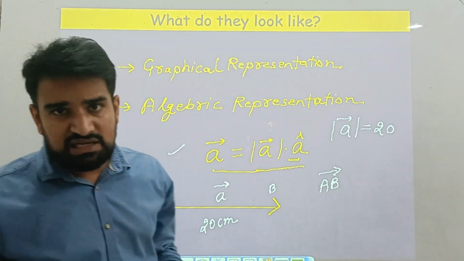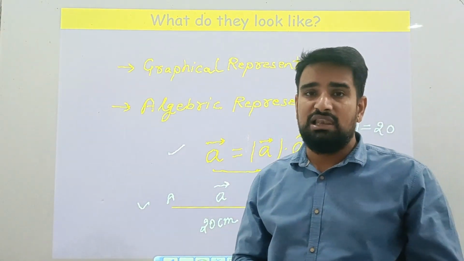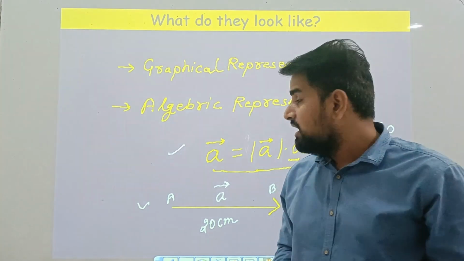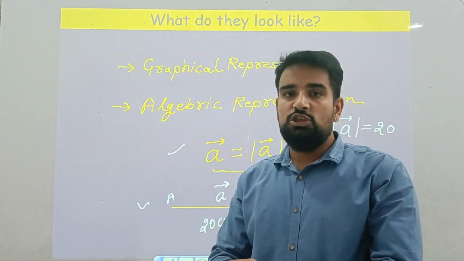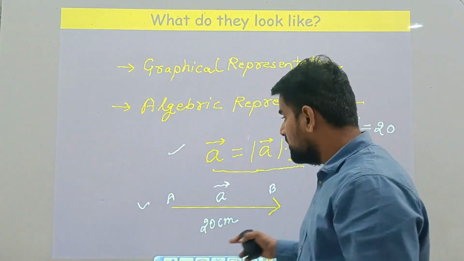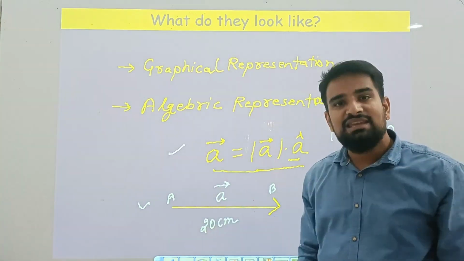In the graphical representation, you basically have an independence. You have some liberty. What's that liberty? You can move this vector from one place to another place very easily. You are not hindered by anything. You can move this AB vector from one place to another very easily.